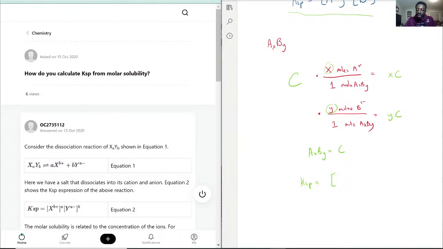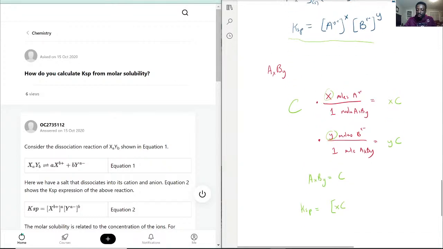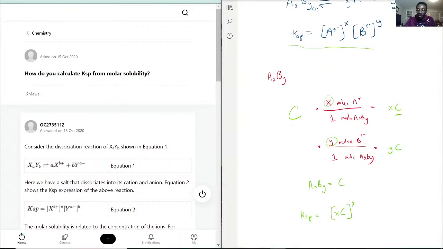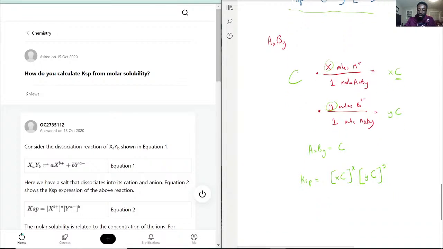solid, or whatever it is, it'd be X times C. We don't really have to put the charge there, but you can put it just to make sure you're understanding it. For this, I'm going to leave the charge out. We just know that whatever the amount is, it's going to be times that coefficient, but you cannot forget your power. So X times C to the power of X times Y times C to the power of Y. That would be what you would use to calculate your KSP.